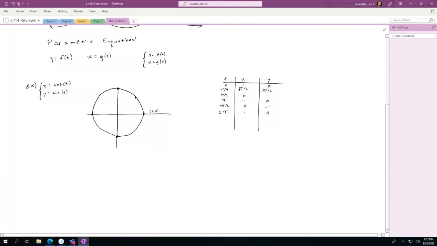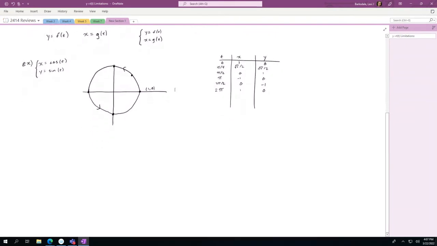Now, importantly, parametric curves have a direction. You'll notice that as t increases, I follow my curve around in this direction. So we say that my parametric curve has direction, and in this case, it's a counterclockwise direction. You'll want to indicate which direction they are going when you graph parametric equations, and you usually do that using some little arrows. So parametric curves have direction, that's important to remember.